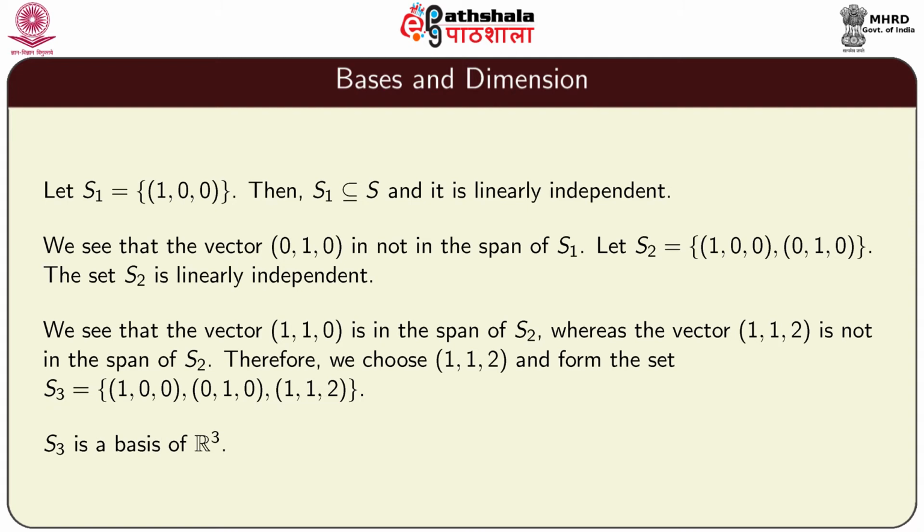Now, it is clear that S is contained in the span of S3. Why is that so? Because the only other vector which S has and S3 does not have is the vector (1,1,0), which is surely in the span of S3. Therefore, this is the last stage, that is, the set S3 is a linearly independent set which spans R3, and S3 is a basis of R3.